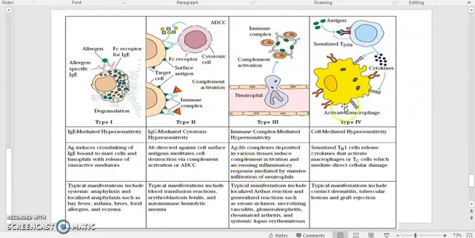What occurs in type 4 hypersensitivity reaction? Sensitized Th1 cells release compounds called cytokines, which activate macrophages, or T cytotoxic cells, which mediate direct cellular damage.